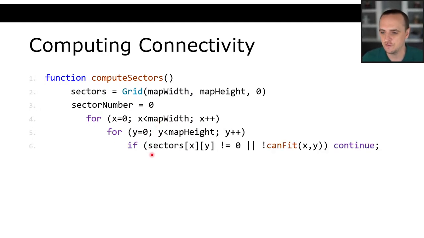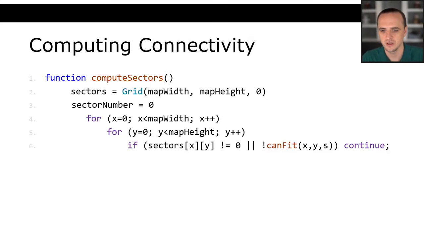And I'm going to say if sectors XY is not equal to 0, right? This means that if I have already given it a value or the object can't fit there, continue. And actually, I do need to fix this slide. If the object of a given size cannot fit there, continue, right? So this is what I was doing. I was saying, if it's not a zero, skip it. If I can't fit there, skip it. Otherwise, I can start a new BFS there.